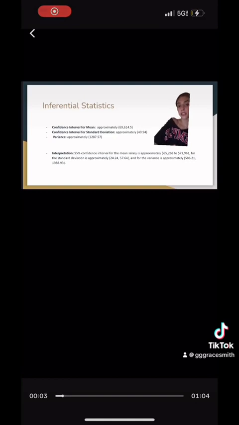Continuing on to the inferential statistics, for our confidence interval mean, we got approximately 69,614.5, and we were able to get that number because we approximated between 65,268 and 73,961, so that is the mean of those two numbers. And the standard deviation, we got approximately 40.94, and our interval was 24.24 to 57.64. For the variance, we got approximately 1,287.57, and we approximated 586.21 and 1,988.93. So those were the means for all three of those intervals.